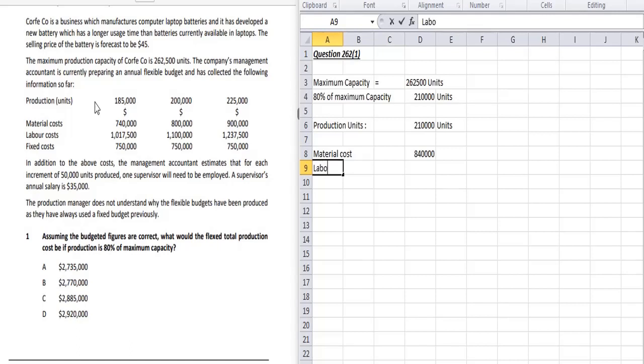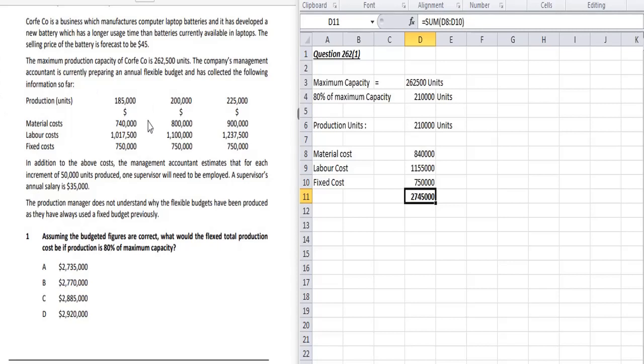Similarly, looking at the labor cost, the cost per unit is also constant for each level of activity given, which is 5.5 if you divide the total cost by its units. So 5.5 into 210,000, we will get 1,155,000. Now coming to the fixed cost, it will be fixed, right? It won't change unless the question tells us anything. So the fixed cost is 750,000. So the total cost here is 2,745,000.